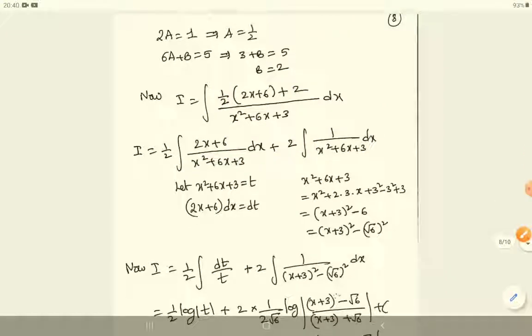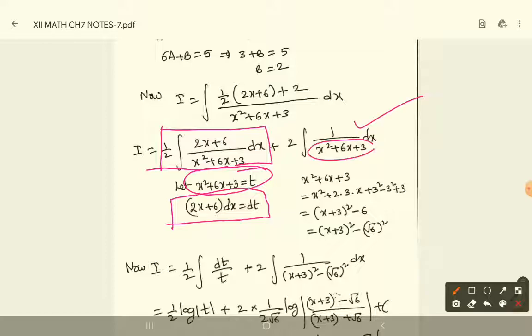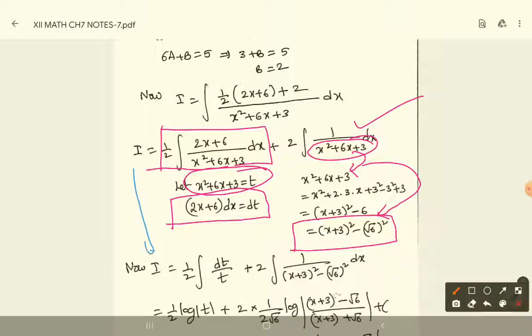If you see, take the denominator equal to t, then you get 2x plus 6 into dx is equal to dt. That is, integrand 1 will be changed. Here the denominator x square plus 6x plus 3 can be converted by completing the square as x plus 3 whole square minus root 6 whole square. Now rewrite the given integrand as 1 by 2, this is dt, this is t.